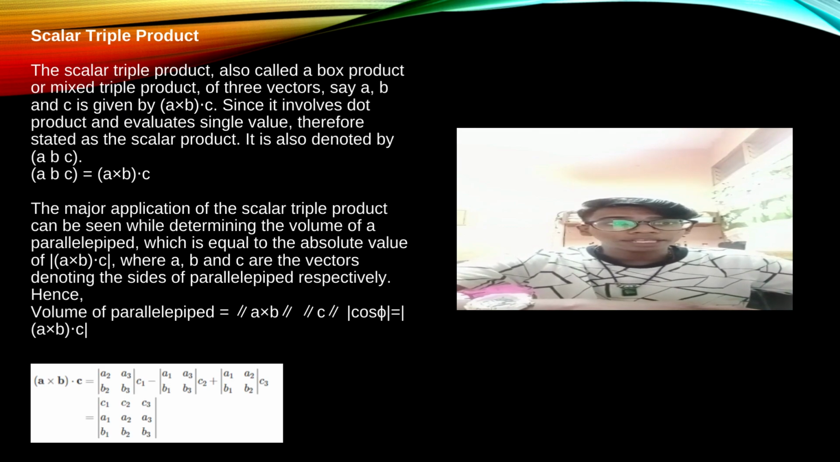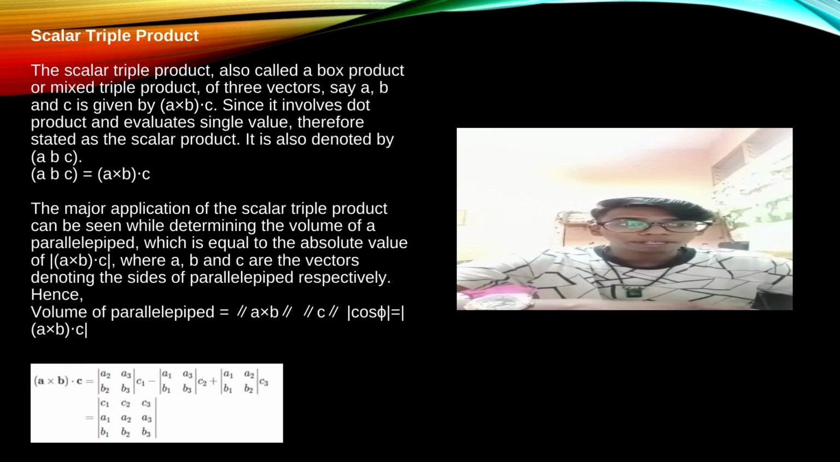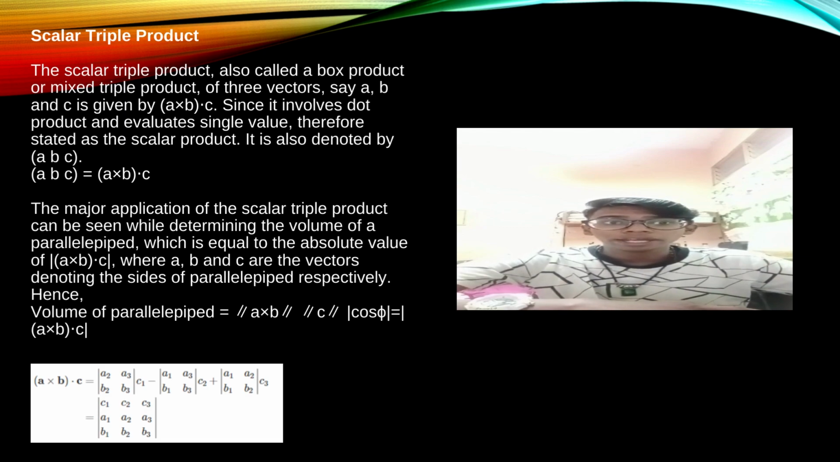The major application of the scalar triple product can be seen while determining the volume of a parallelepiped, which is equal to the absolute value of a dot (b cross c), in modulus, where a, b, and c are the vectors denoting the sides of the parallelepiped respectively. Hence, the volume of the parallelepiped is as given below.